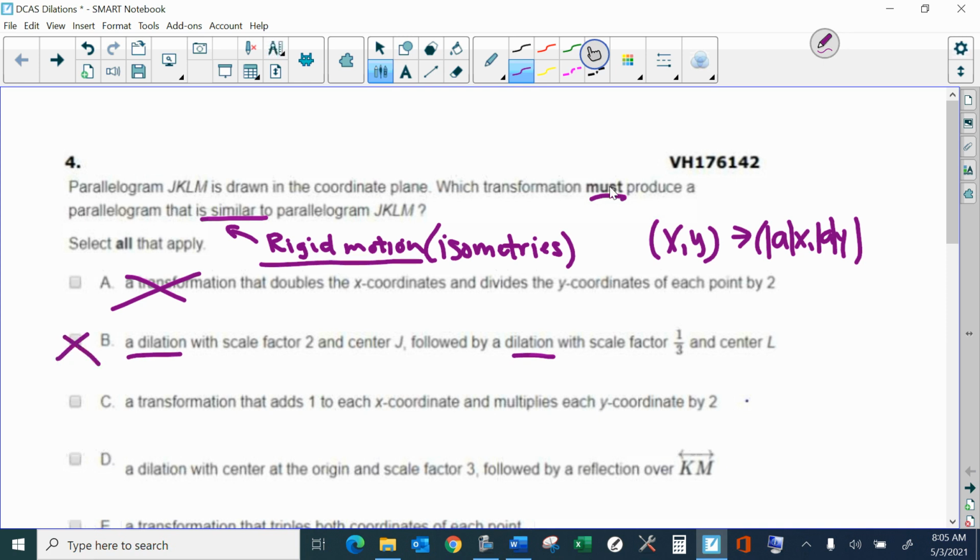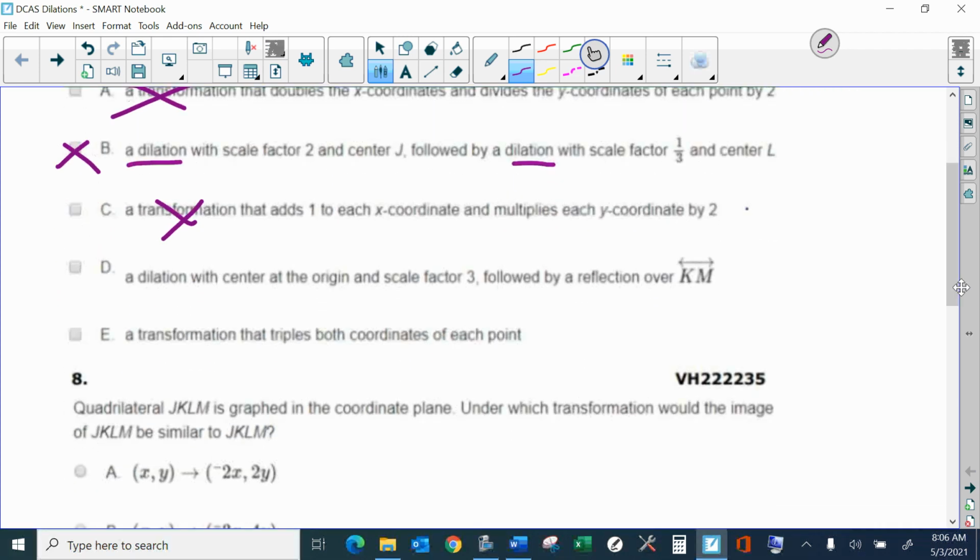Similarity. A transformation that adds 1 to each x-coordinate and multiplies each y-coordinate by 2. Can't have that. It's got to add or subtract to both the x and the y coordinate. It doesn't have to be the same number. It has to add or subtract, or it has to multiply by the same coordinate. So that does not work. A dilation centered at the origin, scale factor of 3, followed by a reflection. Yes, a dilation is good and a reflection is good. So yes. A transformation that triples both coordinates of each. Yes, that's a dilation itself. So those 3 would be the answer.